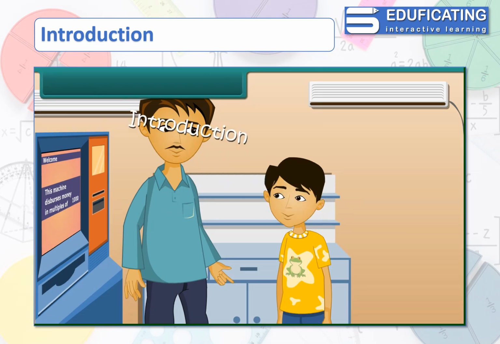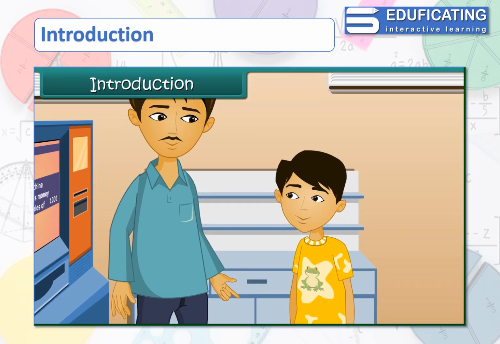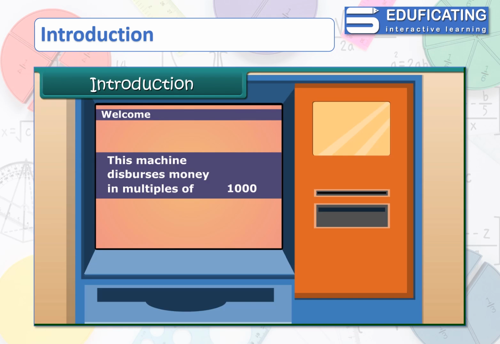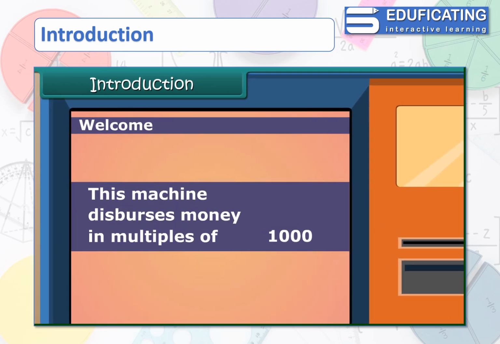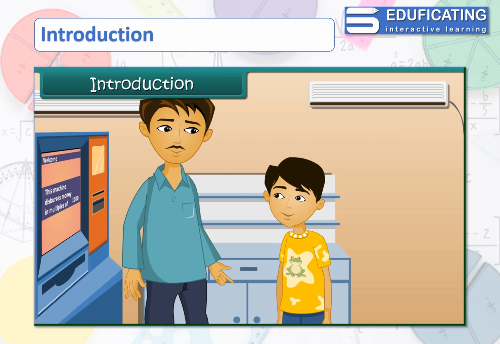Introduction. You are at an ATM center with your father. You see a message on the screen that says, "This machine disburses money in multiples of 1,000." You ask your father what the message means. He says it means that he can either withdraw 1,000 or 2,000 or 3,000, but not 1,500, 2,700 or 3,800.